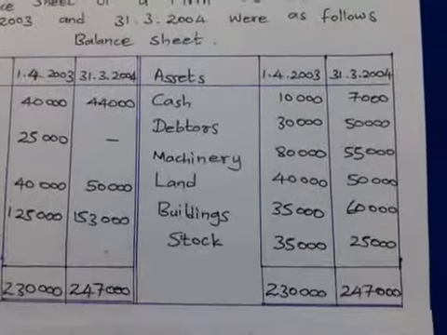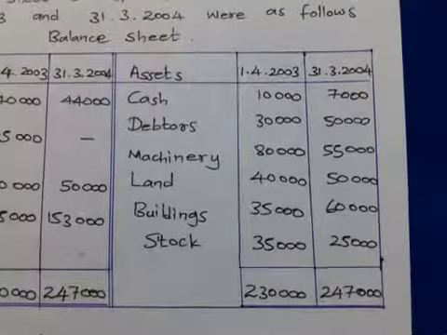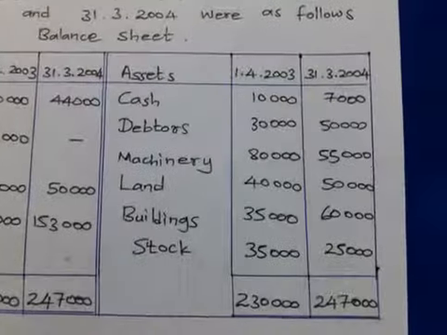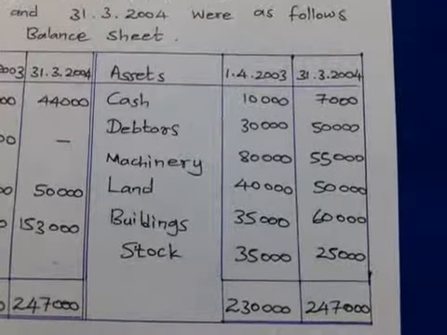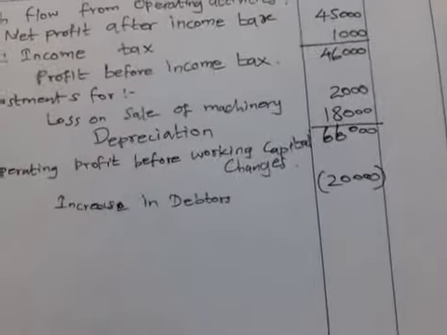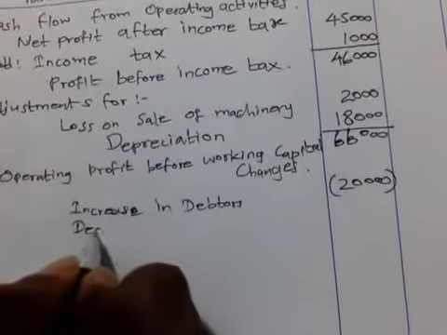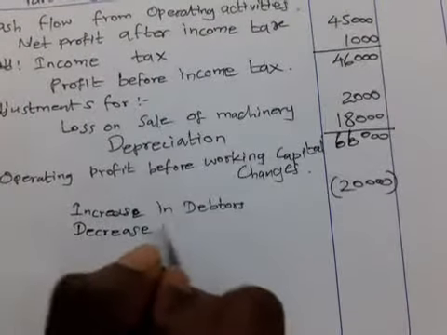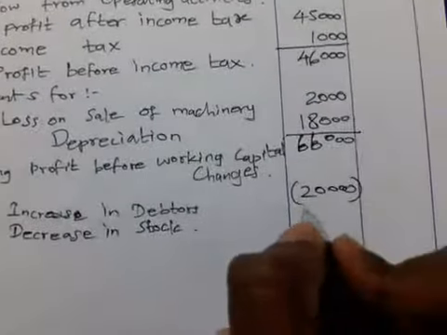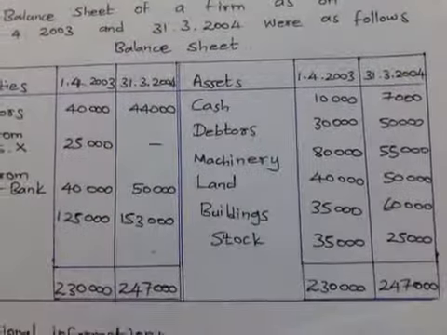And next one is stock reduced from 35,000 to 25,000. So that 10,000 reduced. Whenever a current asset reduces, at that time cash inflow. So we have to add that amount. Decrease in stock, 10,000. So current assets are finished.